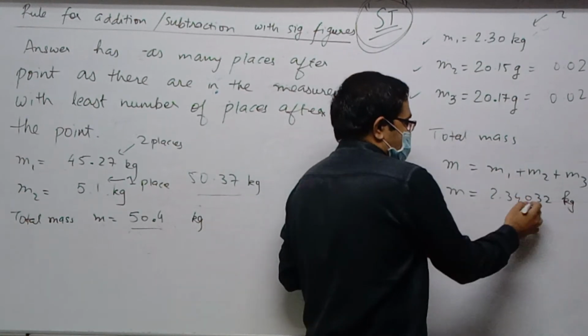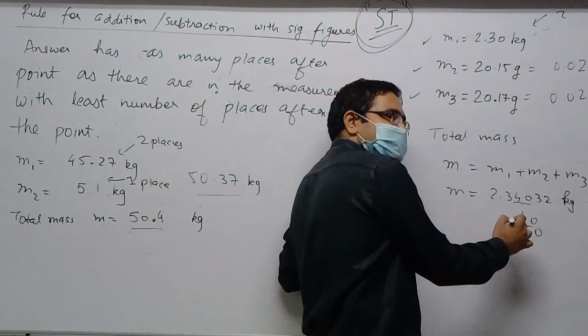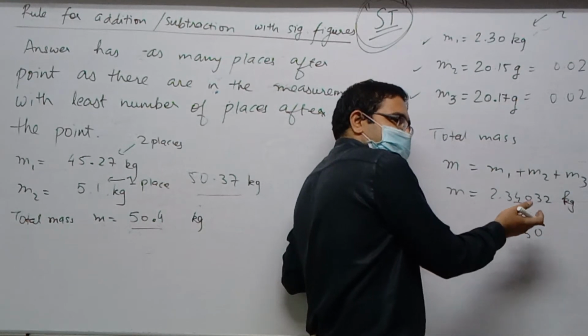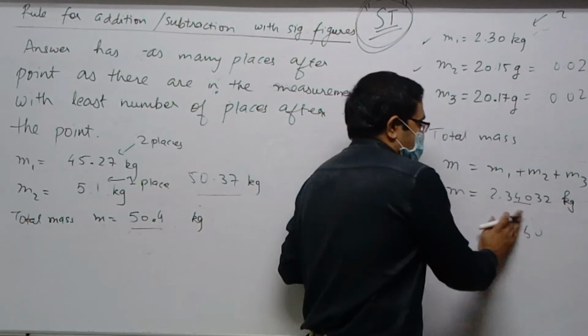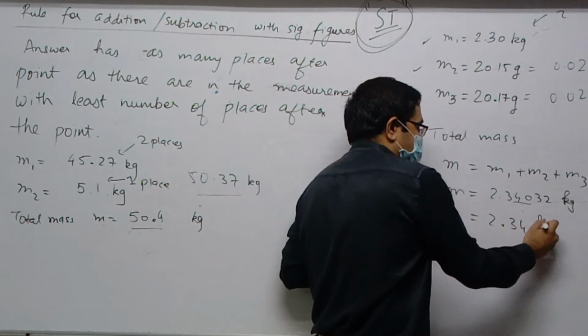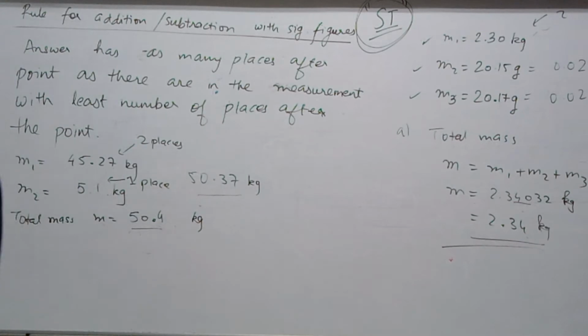Why did you choose 5? But this is already 40, isn't it? 40 is closer to 40 or to 50? Yes or no? Clear or not clear? Okay. So final answer is 2.34 kg. Got it? Yes. Sit down. Well done. Clear everybody?